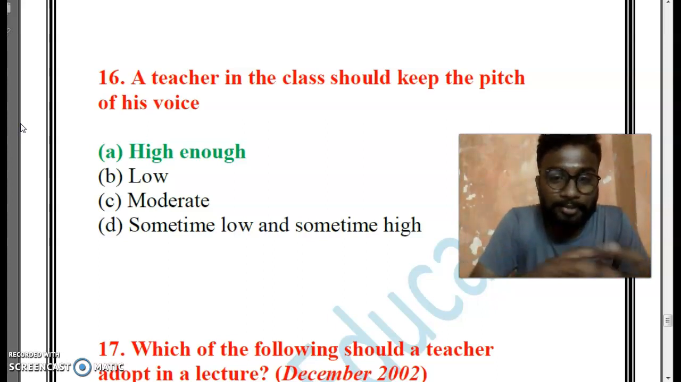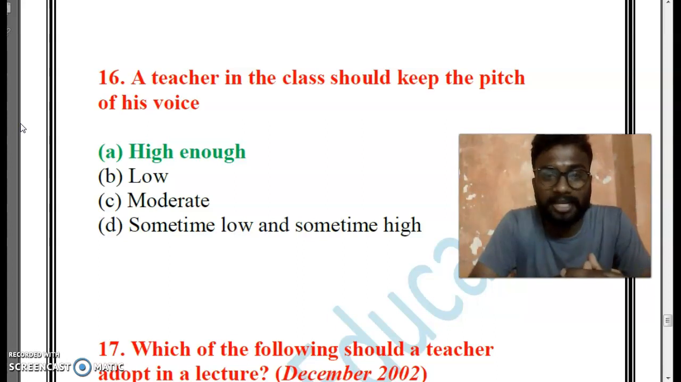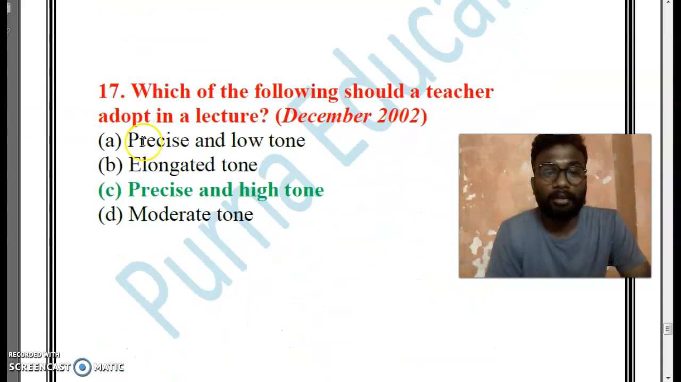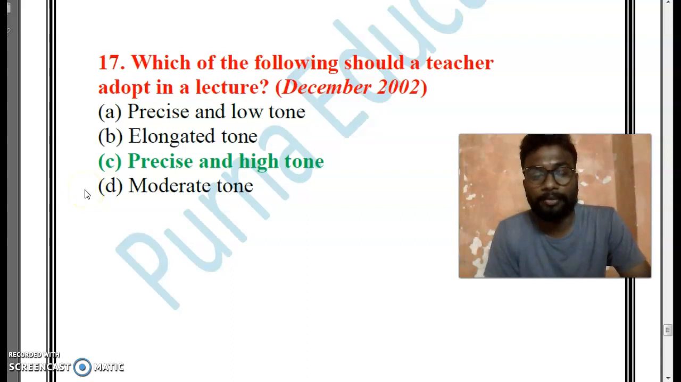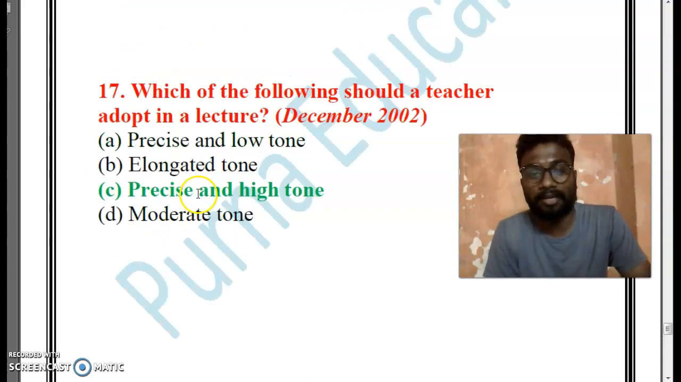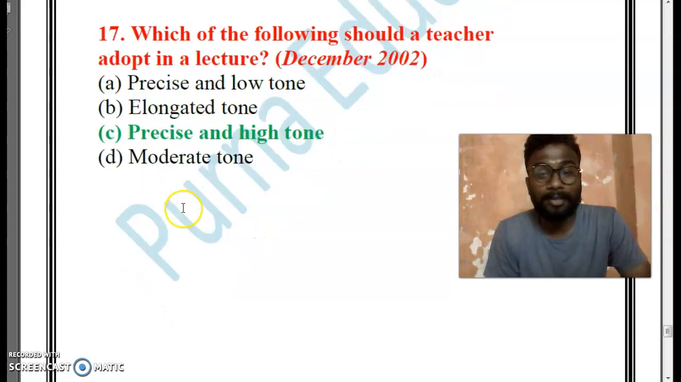A teacher in the classroom should keep the pitch of his voice always high enough. To what extent is the pitch of voice really required to reach the large bench of students? A high enough pitch is really required. Option A, high enough. Which of the following should a teacher adopt in a lecture? Precise and low tone, elongated tone, precise and high tone, and moderate tone. It is a precise and high tone. High tone is really required. Without high tone, whatever content is being taught in the class will not be understandable.